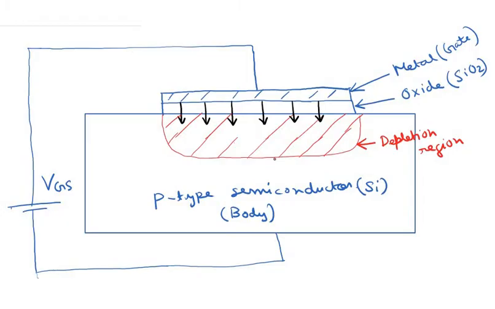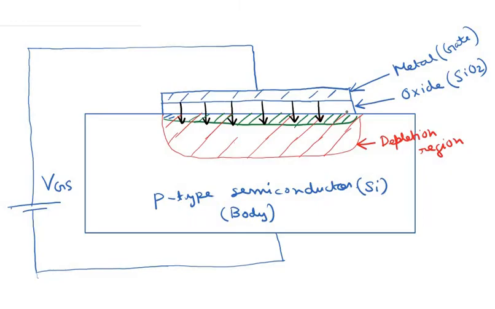Now when we further keep on increasing VGS, one point of time would come when all the holes near the surface have been repelled. If we keep on increasing this voltage source VGS, one point of time would come when the region near the surface is completely devoid of holes. So this region near the surface is now completely devoid of holes. There are no holes in a very thin region near the surface.